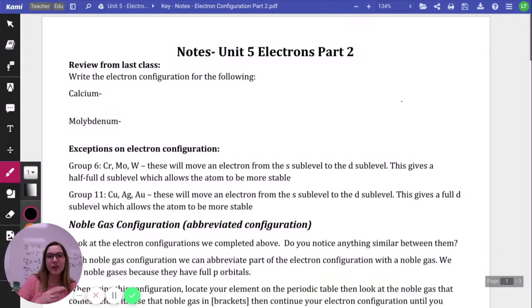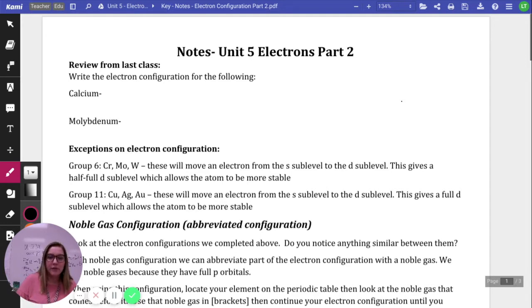Guys, so this is electron configuration part 2. You definitely need a periodic table. If you have not printed a periodic table at this point, I would highly encourage it. You're going to need it for pretty much every single unit that we do for the rest of this year. So print that periodic table.